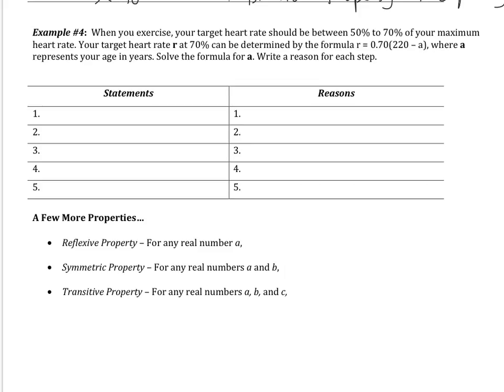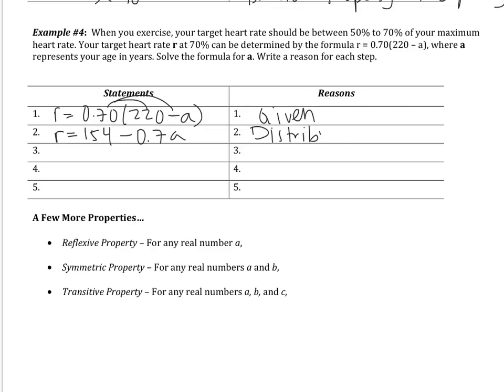Okay, so we're going to start out with the formula that we're given. So our first statement is going to be R equals 0.70 times 220 minus A. The reason is this was given to us. I'm going to do the next step with you, and then you're going to finish. So again, there's a few ways that you can solve this, but one way is you can distribute that 0.7. So I'm going to get R equals 0.7 multiplied by 220 gives me 154 minus 0.7A. Okay, now what I did is I distributed. So the reason is the distributive property.